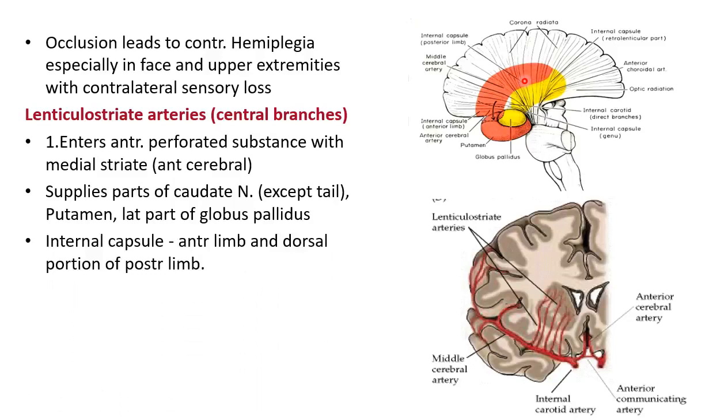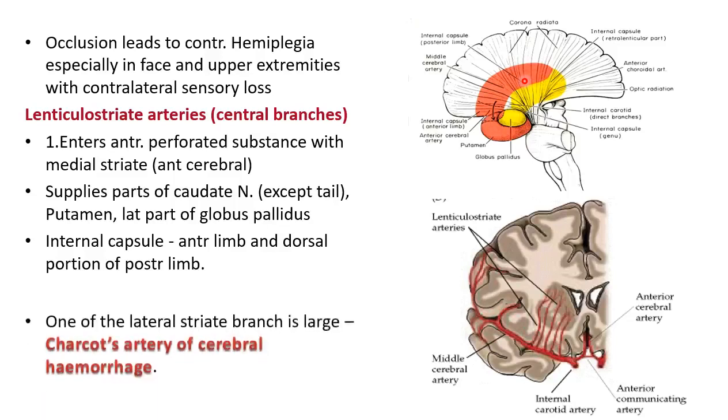capsule. So the anterior limb and dorsal part of your posterior limb, because the ventral part of the posterior limb is supplied by the anterior choroidal artery. So the anterior choroidal artery we have seen, then the branch from the anterior cerebral, the recurrent artery of Heubner, that we have seen, supplies the anterior limb and genu. Now we are seeing one more branch, the lenticulostriate branch from the middle cerebral artery. So that supplies the remaining part of your anterior limb, and the dorsal part of your posterior limb is by this lenticulostriate branch of the middle cerebral artery.